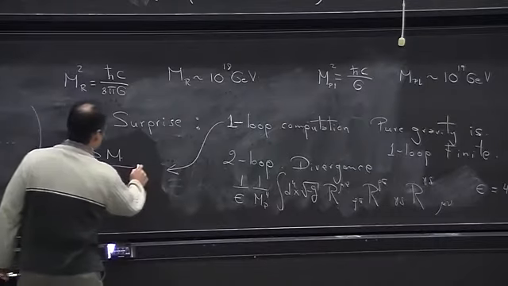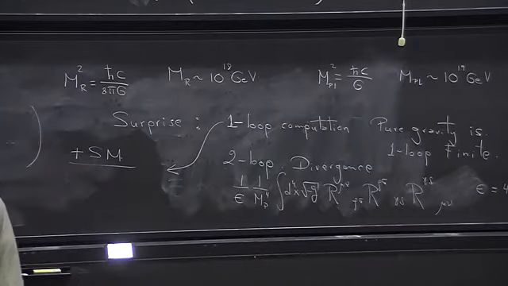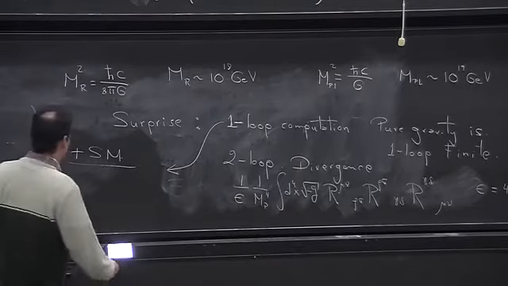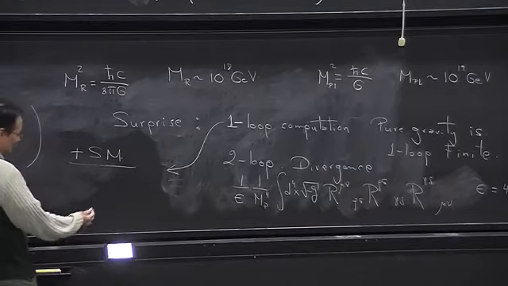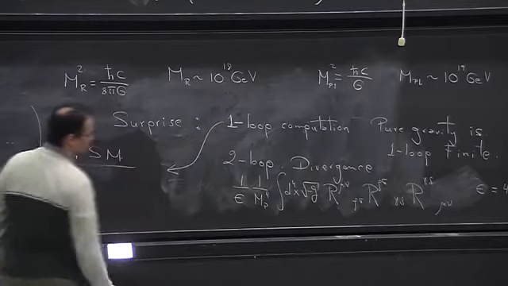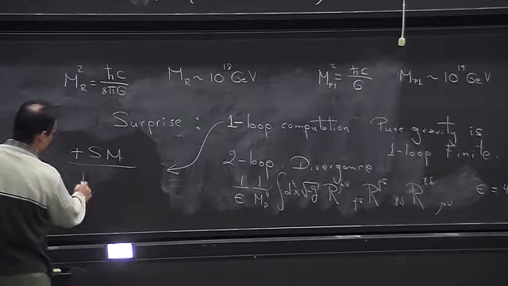So what do you think happens? They're very happy. You're not in a very positive mood. But, well, it's true. Okay, good. So you add the standard model, and your nice one-loop computation is gone. It also diverges.